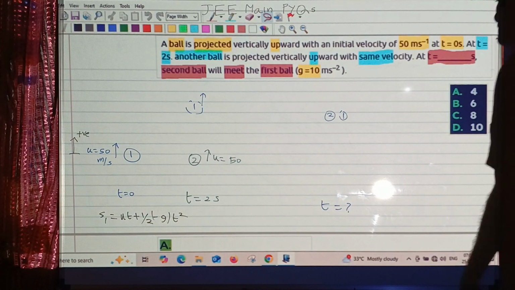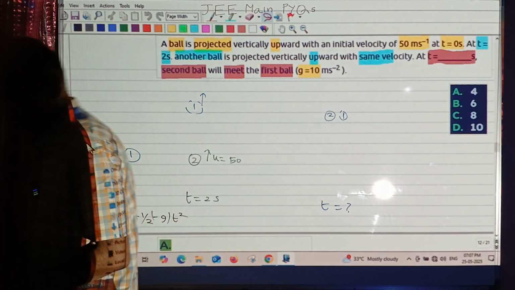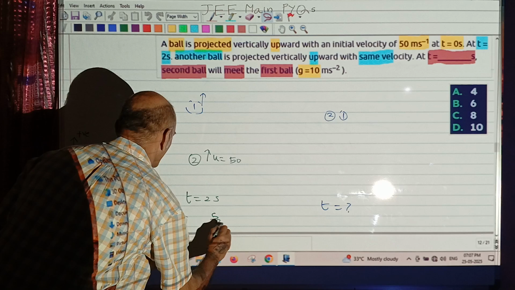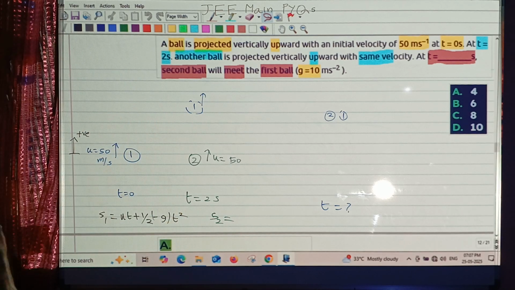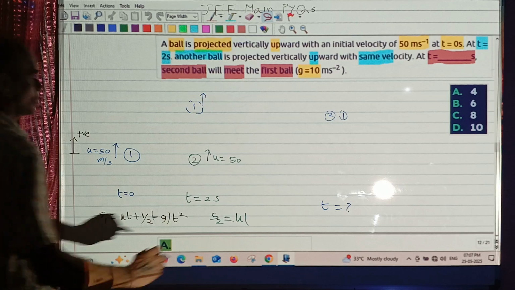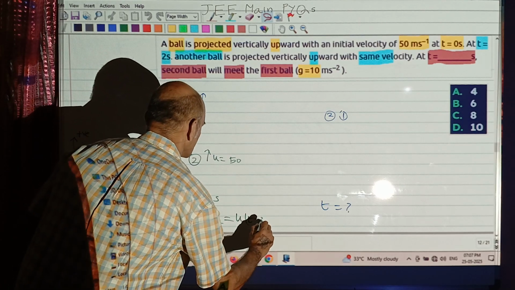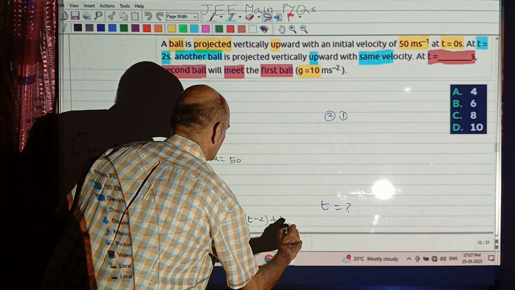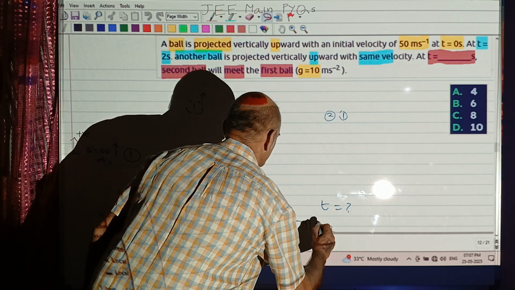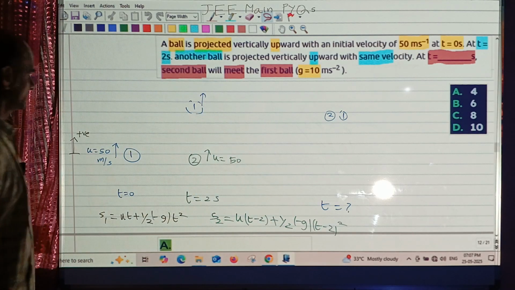For the second ball, the displacement, let me call it S2, is u, but the time for this, using the same clock, will be t minus 2, plus half acceleration again, minus g, and then t minus 2 whole square. There is only one clock.